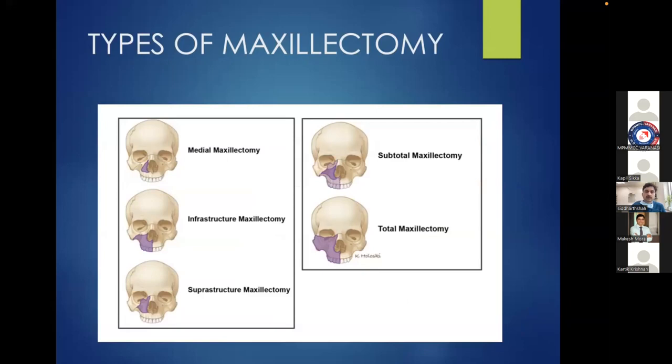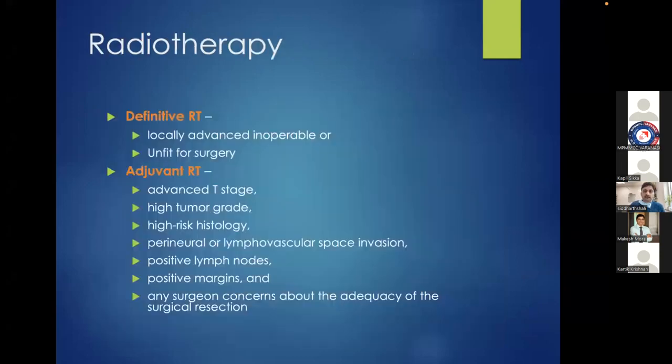So when you are planning for maxillectomies, there are different types: medial, infrastructure, suprastructure, subtotal, or total. Medial maxillectomies are possible endoscopically, while the others are to be done open. Radiotherapy as a definitive therapy has a very limited role, especially only for those locally advanced patients unfit for surgery.